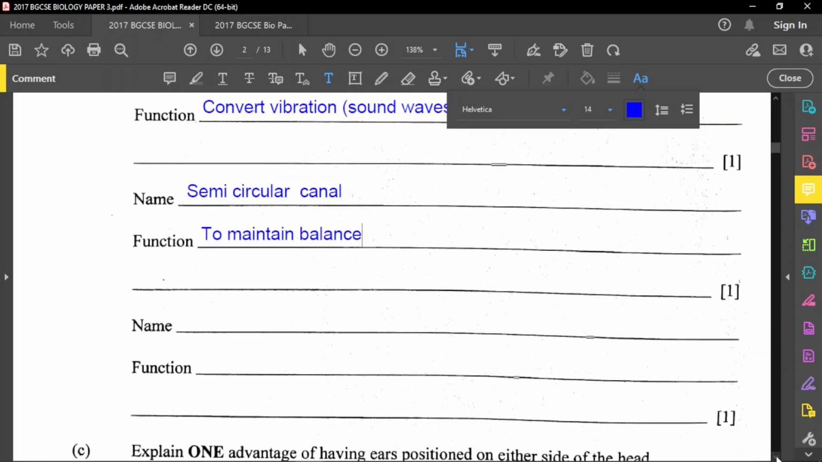Now, another structure that is not drawn on the diagram, but that can be found within the inner ear, is the auditory nerve. The auditory nerve is also attached to the cochlea, so therefore it is in the inner ear as well.